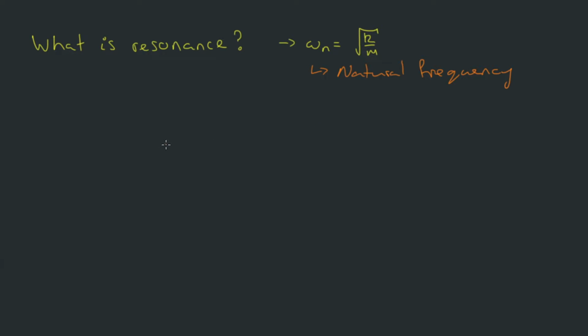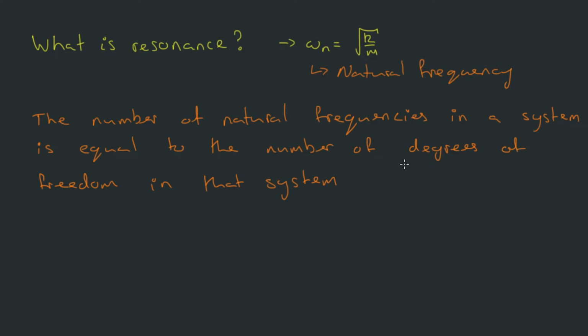The big one is that there's often not only one in a system. The number of natural frequencies in a system is equal to the number of degrees of freedom in that same system. Degrees of freedom is often denoted DOF. If we have a single degree of freedom, SDOF, like the spring mass system, this just has one coordinate that can describe the position of this mass. This is a single degree of freedom. So if we have a single degree of freedom system, we have one omega n, one natural frequency.